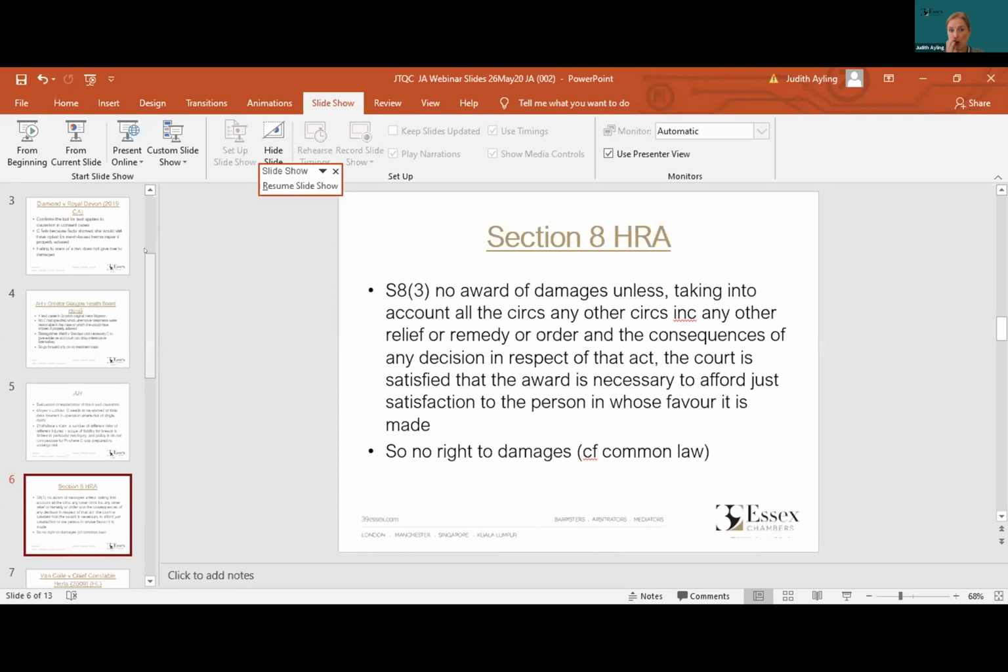So contrast the position at common law, obviously, whereas if you establish a breach and causation, you would get damages. Contrast that position to the position under the HRA, whereas even if you establish a breach of one of the articles and causation, you will not get damages unless the court is satisfied that the award is necessary to give you just satisfaction. So that's a high test, necessary and to afford just satisfaction. And you will see that one of the things the court looks at is whether any other court has afforded any other relief or remedy or order.